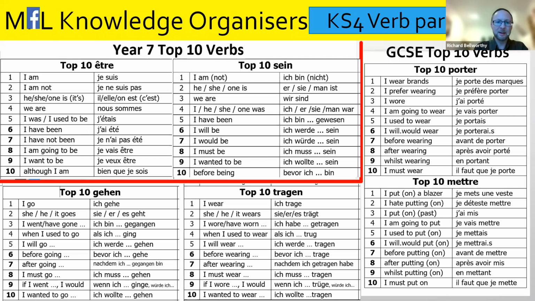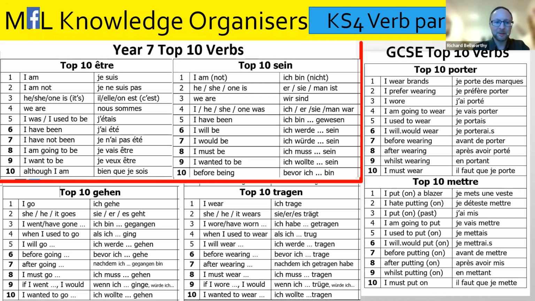Giving you some more examples here. These are our top 10 verbs that we use. In year 7, all students are expected to know top 10 être, or certainly 1 to 5 at least, so that they can say je suis pas, il est, nous sommes, j'étais. They need to know that by July of year 7. Top students will know être for all of that verb paradigm, all the tenses. Same in German, for sein.